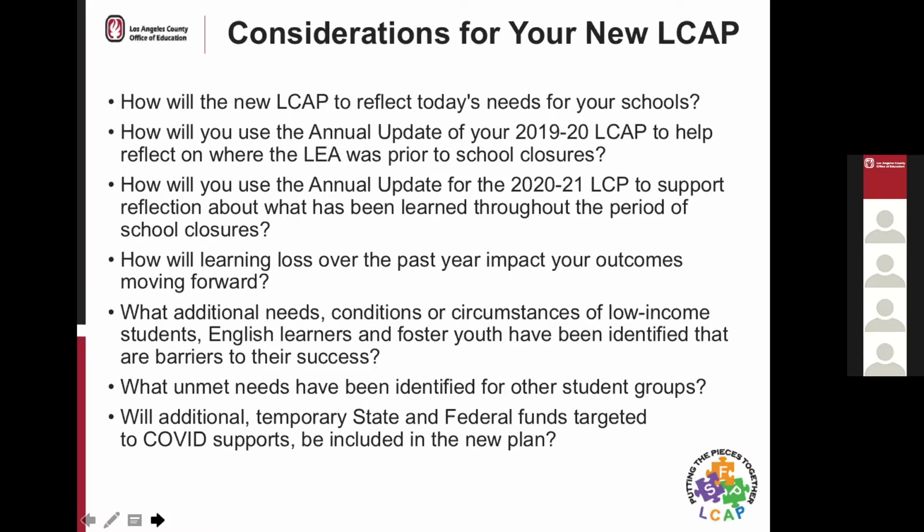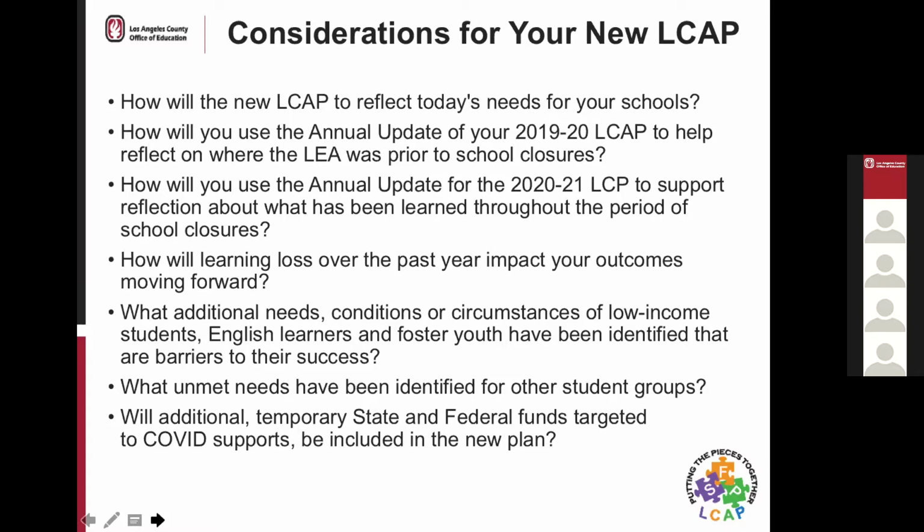Another question is how learning loss over the past year will impact your outcomes moving forward. Do the outcomes you had before still make sense? Do you have ground you need to make up? What does that look like? What do you want to provide as a vision 3 years moving forward for your community about your outcomes?